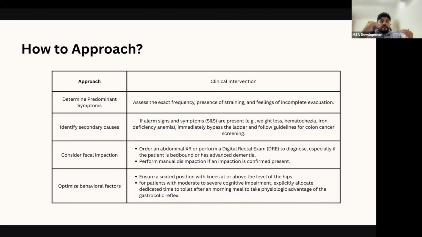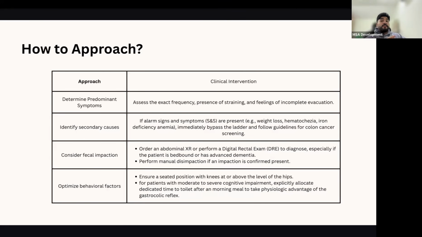Okay. Then we need to tell them that when you want to use the toilet, you have to make sure that you're in a seated position with your knees above the level of the hip, so it can ease defecation.